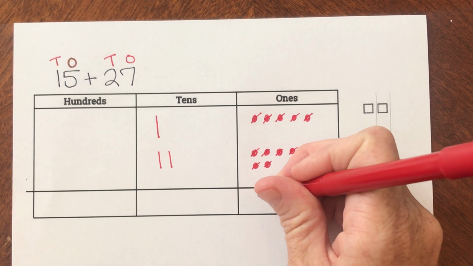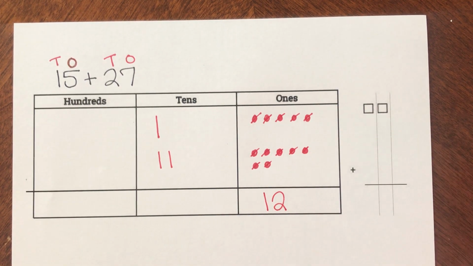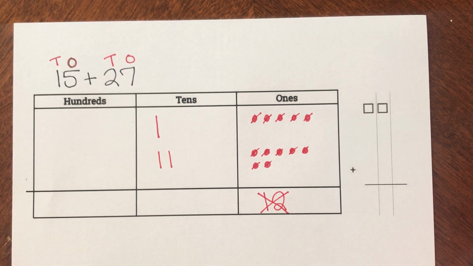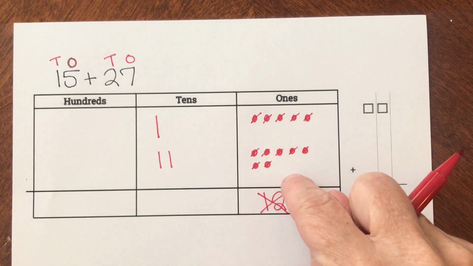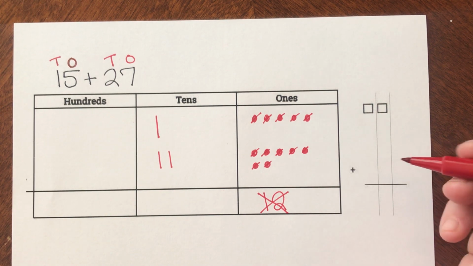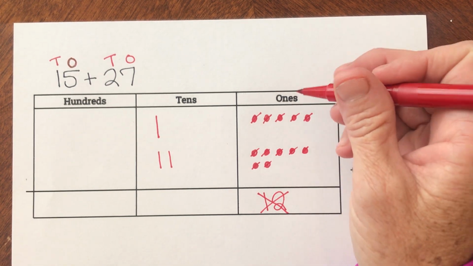So if I was to put 12 here, that wouldn't be allowed. You can't put 2 digits there. I can only put 1 digit. So what I can do, because I have a number that's greater than 9, I have 10 or more, I can bundle 10. So I'm going to bundle 10.